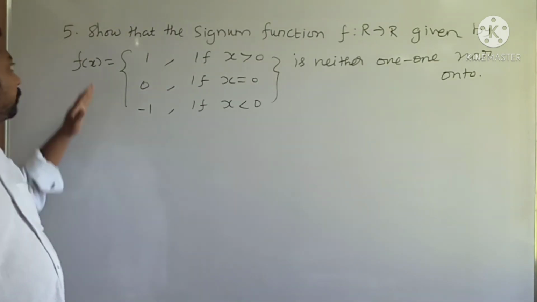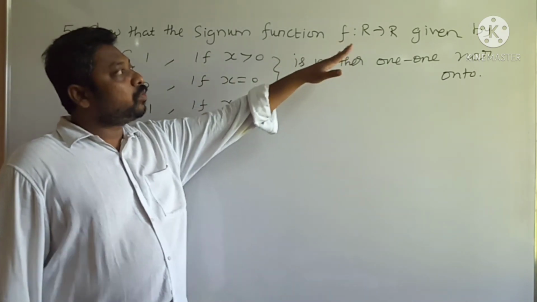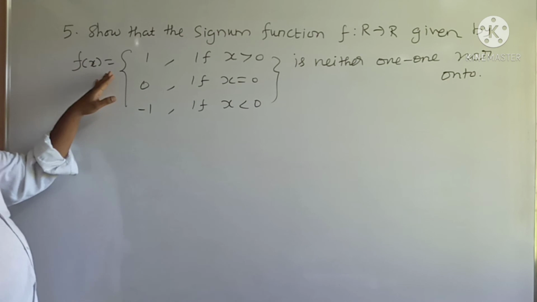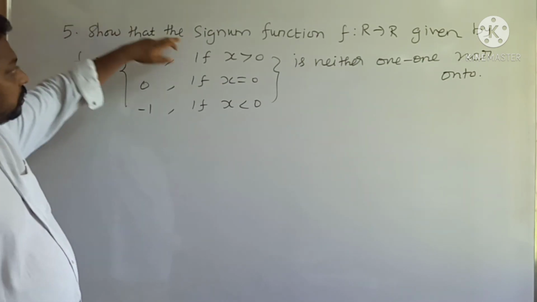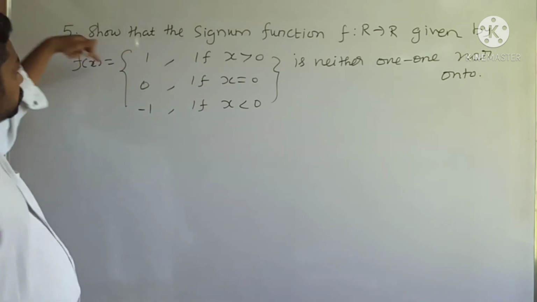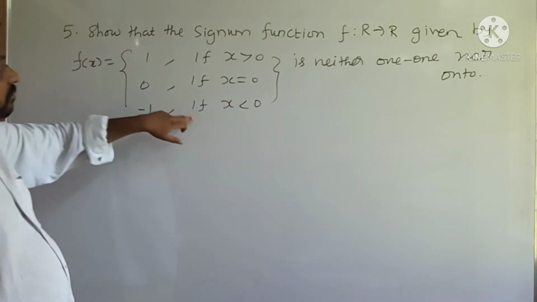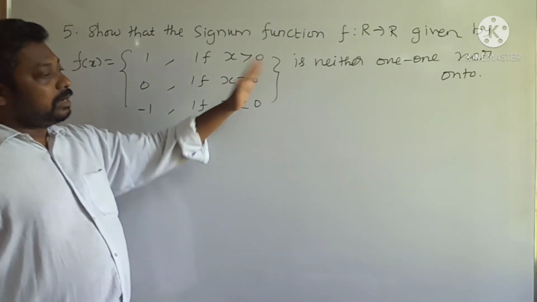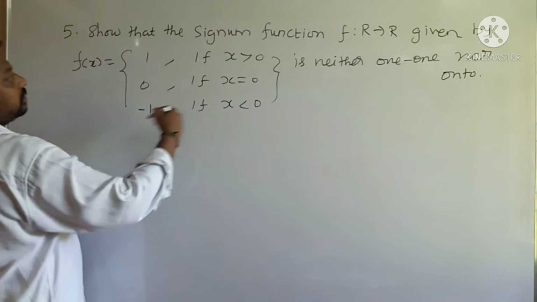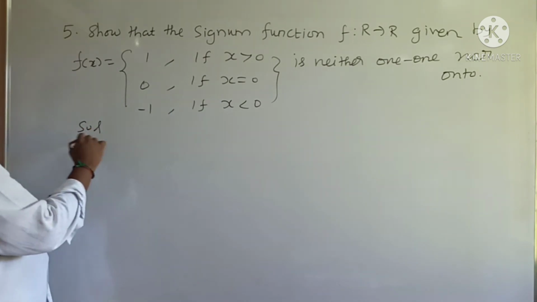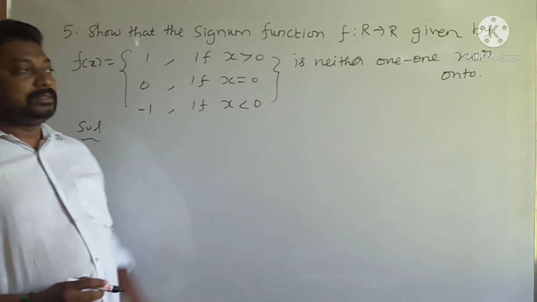Coming to the fifth question, show that the signum function f from R to R given by f(x) equal to 1, 0, minus 1, where f(x) becomes 1 if x is greater than 0, f(x) is 0 if x is 0, and f(x) is minus 1 if x is less than 0, is neither 1 to 1 nor onto. This is called the signum function, that is 1, 0, minus 1. These three values are called the signum function.